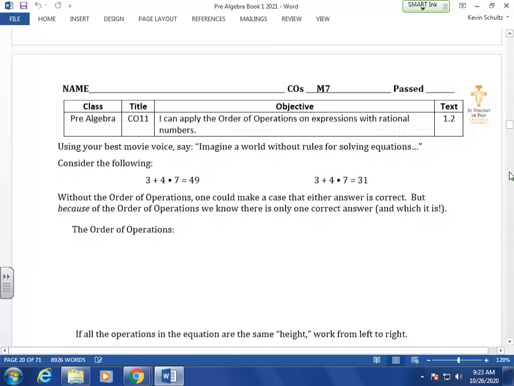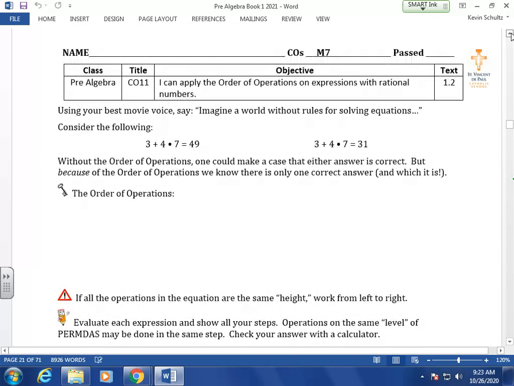CO11, probably one of my favorite math concepts to teach here. Okay, and we were talking about the order of operations, right? So in my best movie voice, imagine a world without rules for solving equations. In such a world, 3 plus 4 times 7 could equal 49 or 31. This would be a problem if we didn't have rules for solving equations, right? Because it would be chaotic.